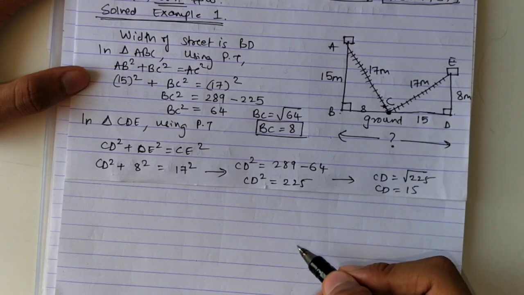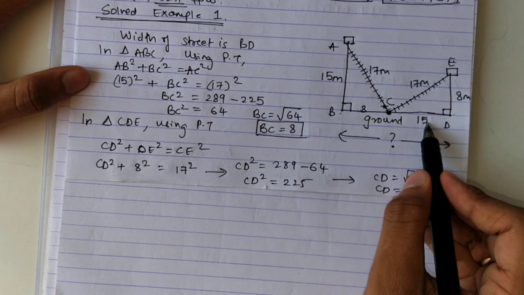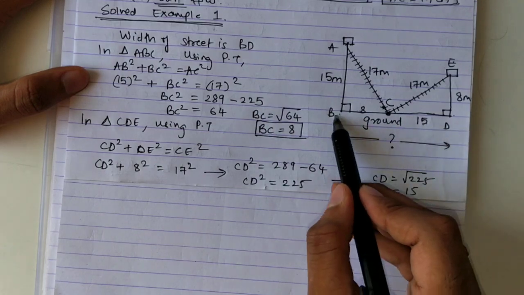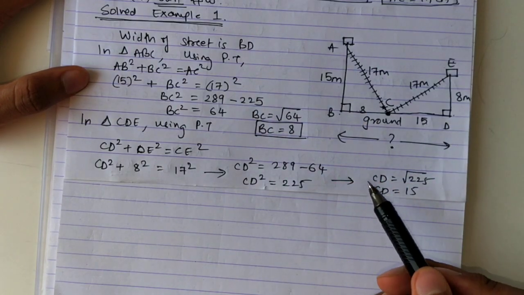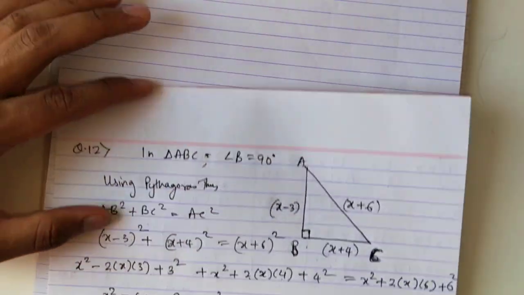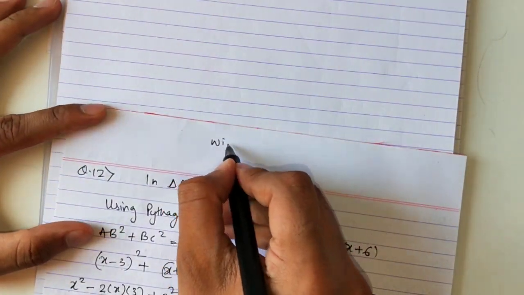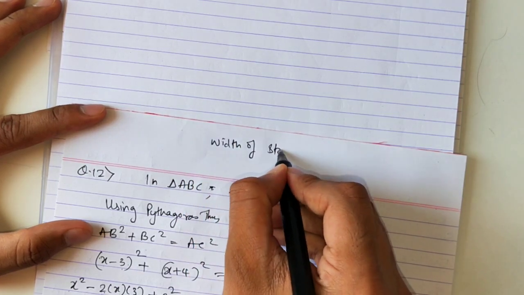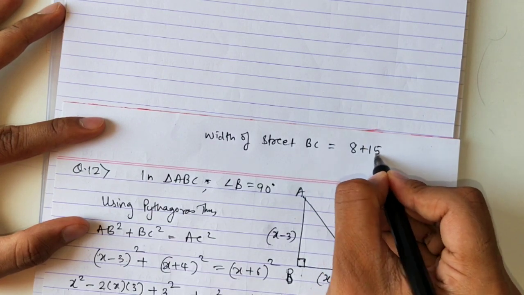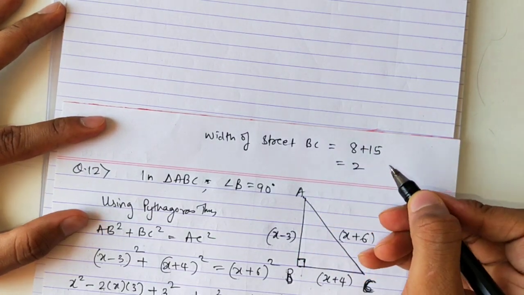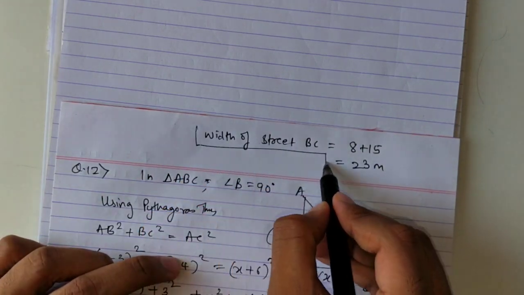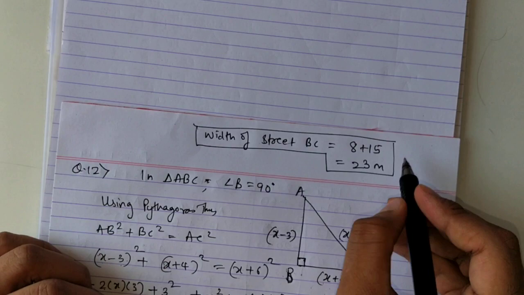BC we found as 8. Once we know this 15 and 8, what will be the width of the street? That is BD. It will be 8 plus 15, correct? So width of the street, I'll write it here, write like this. Width of the street BD will be 8 plus 15, that is 23 meters. Okay, this is the final answer.